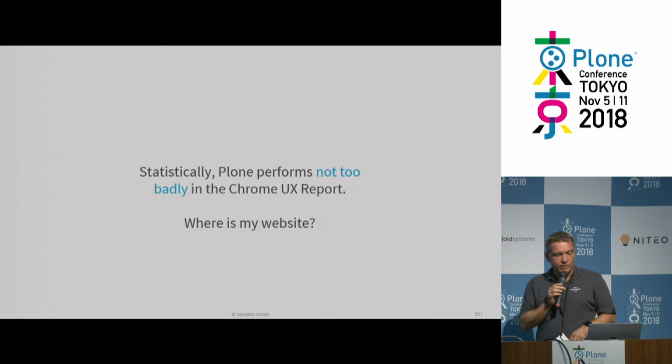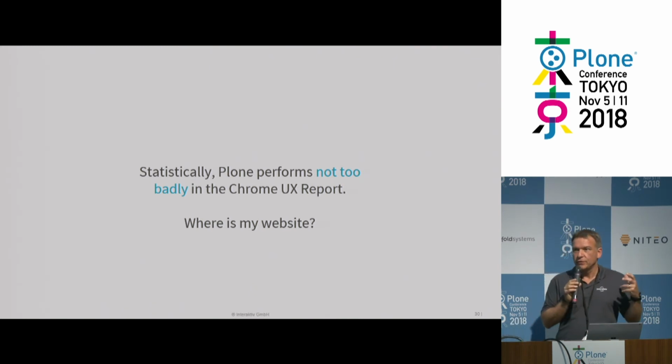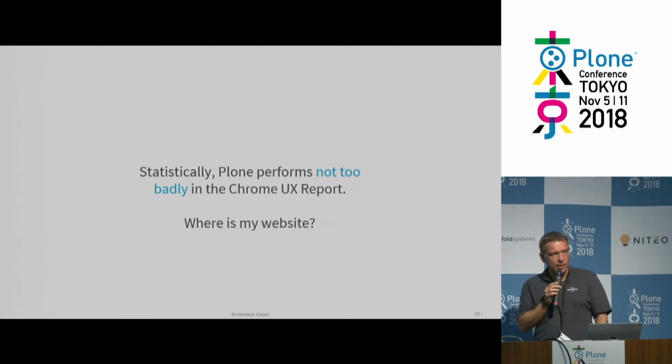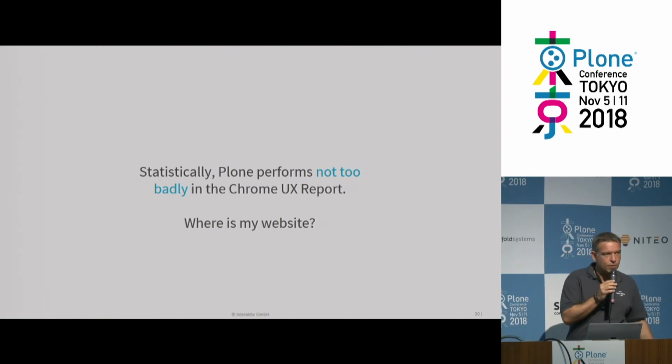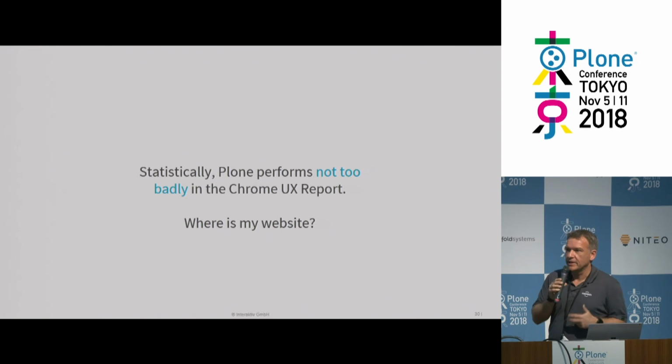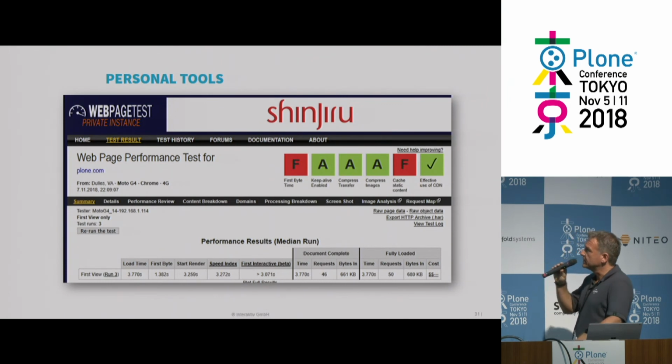Now, if you want to know where your website is, you have to use the personal tools I introduced earlier, and you could use the webpagetest.org website, for example, to analyze your website. You could use Google Analytics, you could use Piwik, and all those tools you know to see how the performance of your website is. So we did it with webpagetest.org.